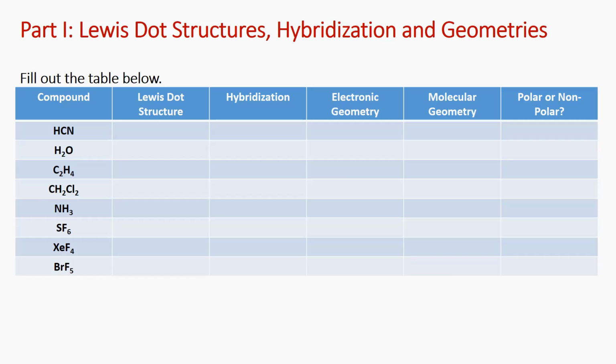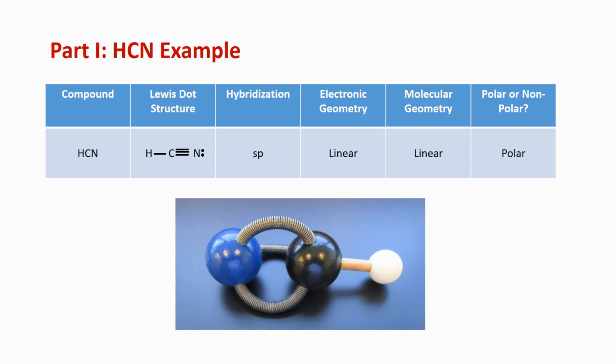For part 1 of this lab, you will fill out the table as shown. You are given a compound and you will draw the Lewis dot structure of the compound. You will determine the hybridization, electronic geometry, molecular geometry, and also determine if the molecule is polar or nonpolar. We will go through some examples to show you how to fill out the table. For part 1, the first example we will go over is HCN.